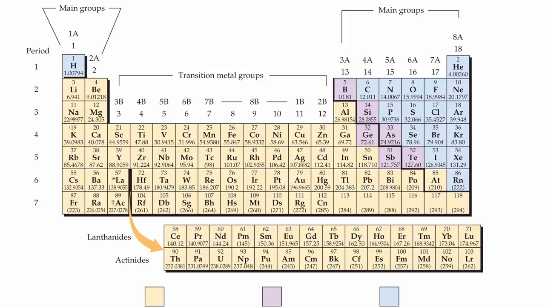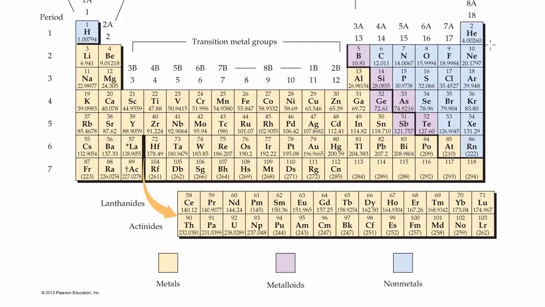This group here is group 1A, this is 2A. Then we'll go over here, group 3A, 4A, 5A, 6A, 7A, and 8A. Groups 1A through 8A are called the main group elements. In some texts, they refer to them as the representative elements. The B groups we'll talk about in a few minutes.